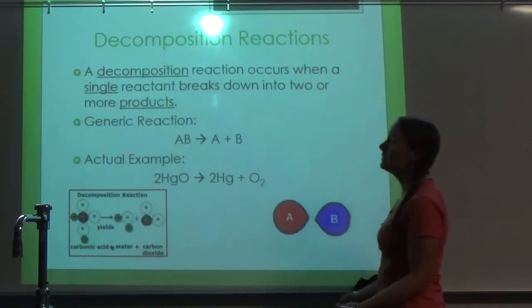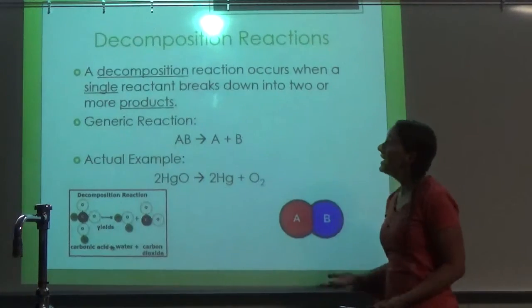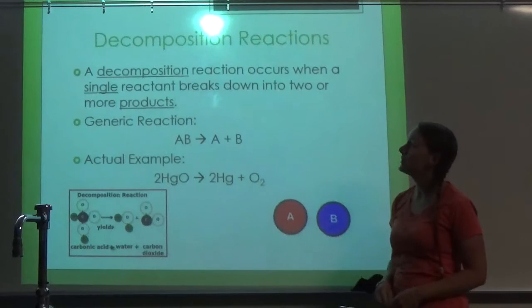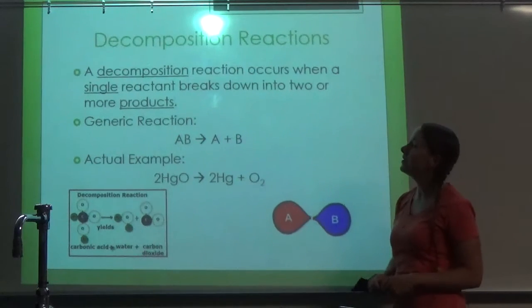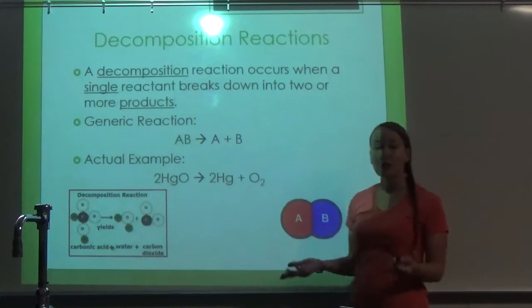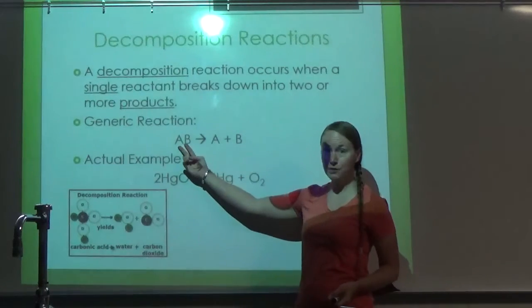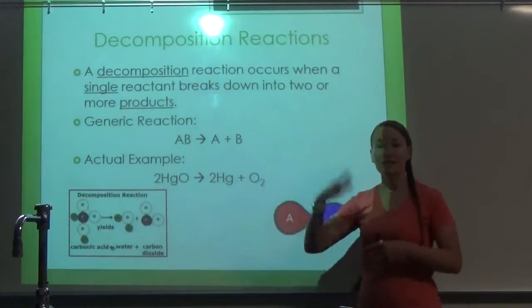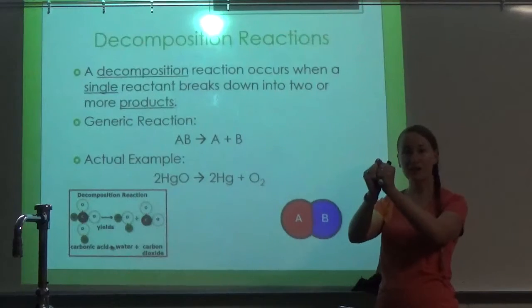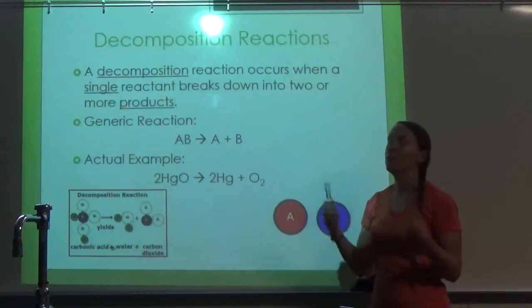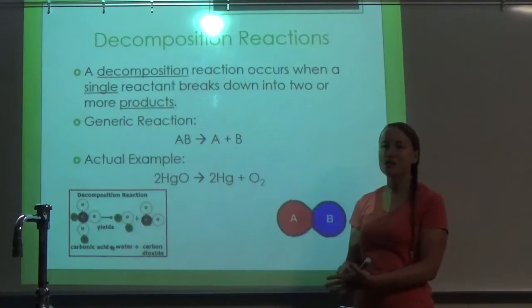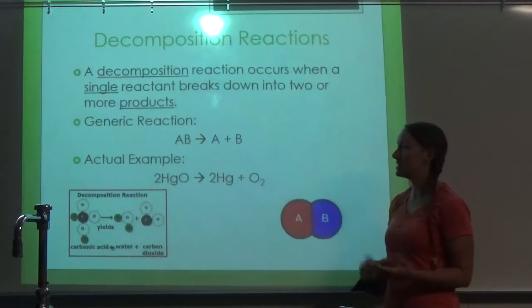Alright, so the next type is decomposition. A decomposition reaction occurs when a single reactant breaks down into 2 or more products. So a generic reaction would be AB together, and they split up into A and B separately. So they're together and they break apart. So if synthesis is like marriage, then unfortunately decomposition is like divorce.